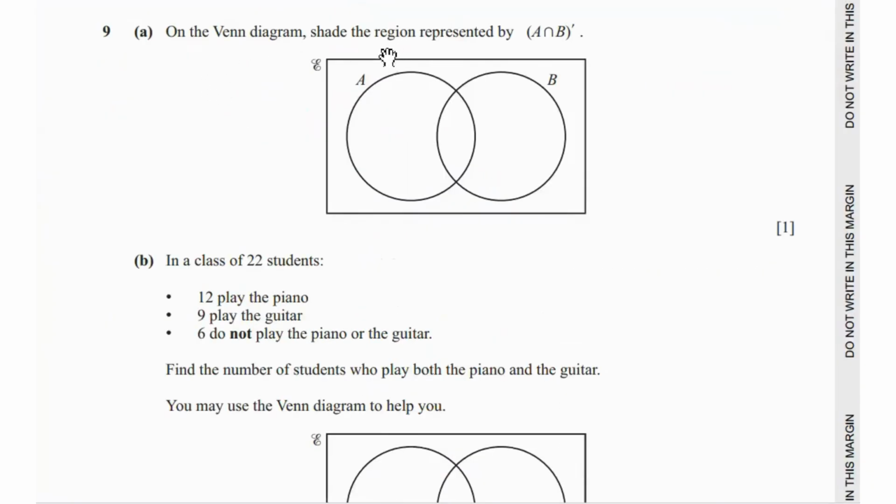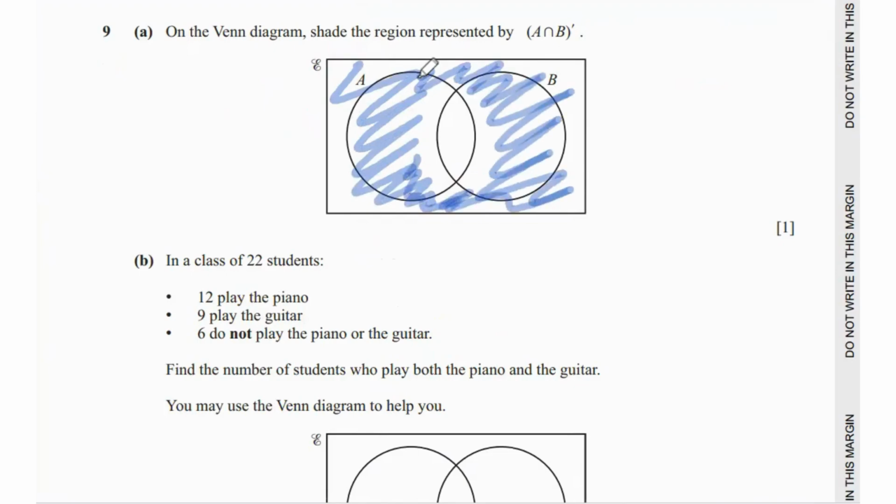Then on the Venn diagram, show the region represented by A intersection B complement. So everything that's outside the intersection of A and B, which is going to be all of this part. Like I said, everything outside the intersection of A and B. So everything except for the intersection between A and B, everything that's not a part of the common elements between the two.